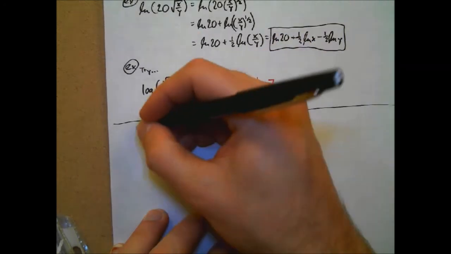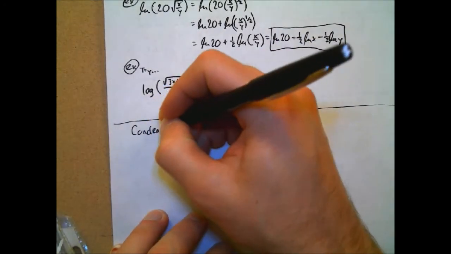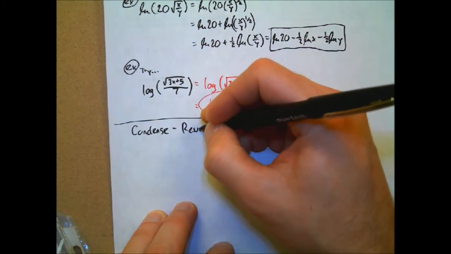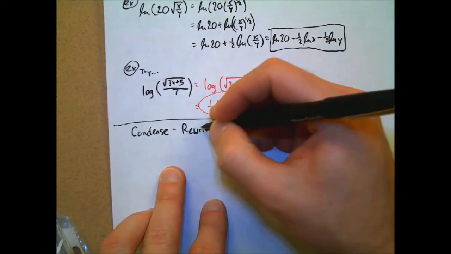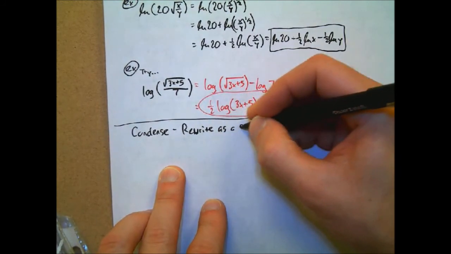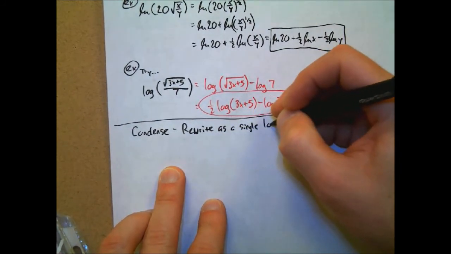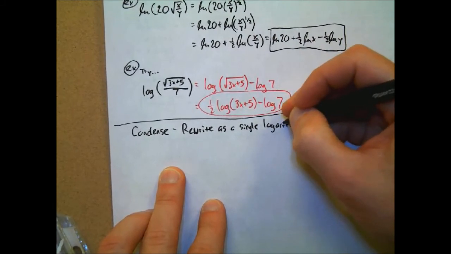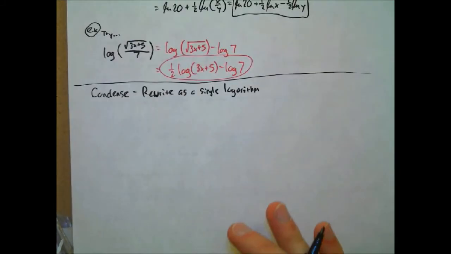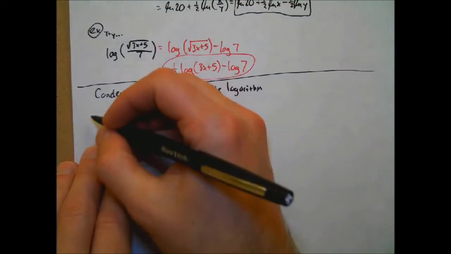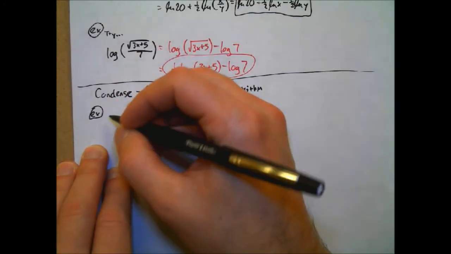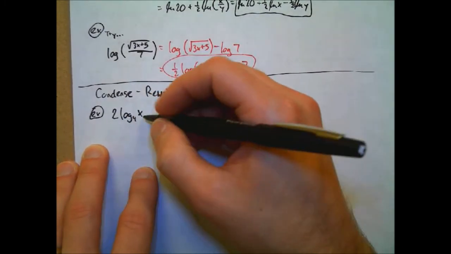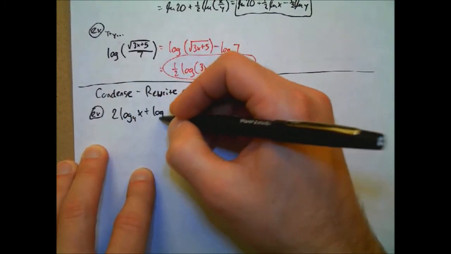Now we're going to condense. The typical directions are like rewrite as a single logarithm. Okay, rewrite as a single log. We'll do 2 of these here. 2 log base 4 of x plus log base 4 of 5.